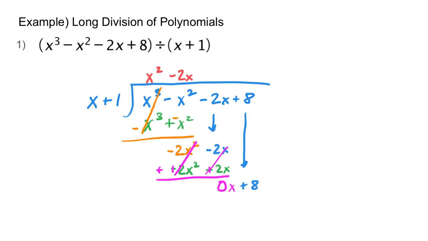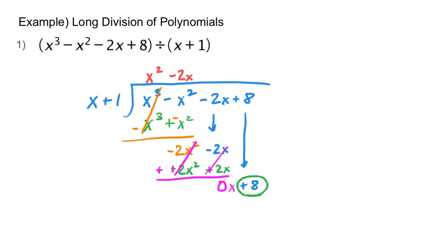And then I'm going to say, what times x will give me 8? I'm going to ignore that 0x. Well, there's nothing that will happen. So I am actually finished with this problem. This plus 8 ends up being the remainder.